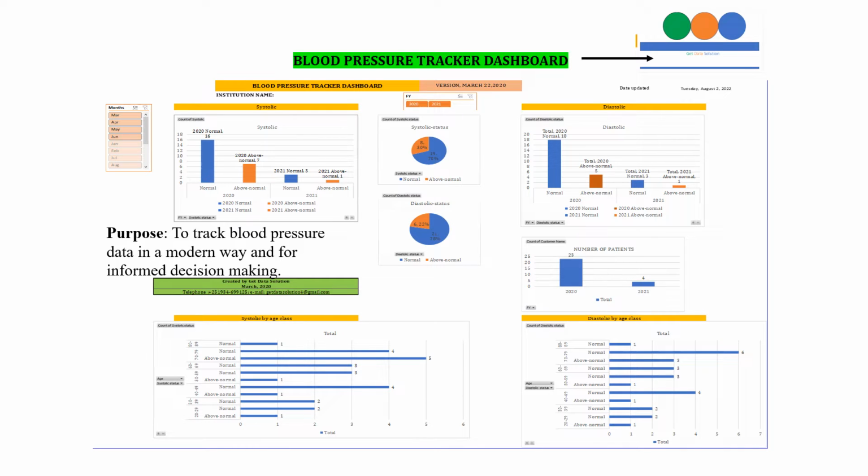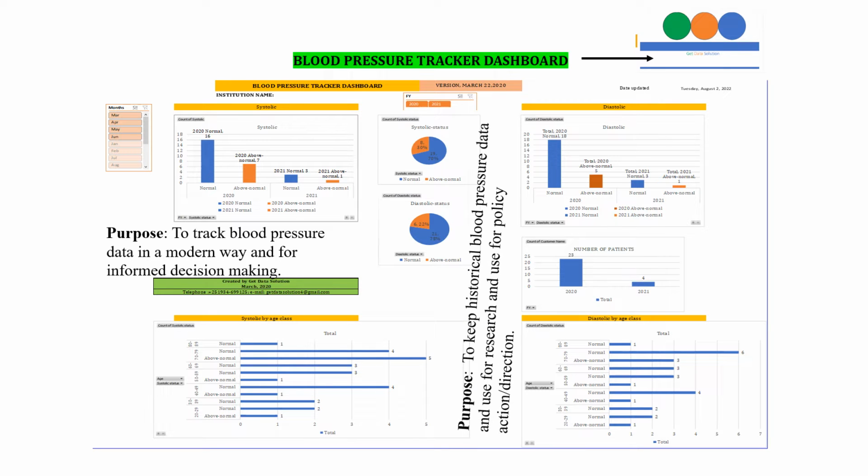The first purpose is to track blood pressure data in a modern way and for informed decision making. That is the first thing. The second purpose is to keep historical data and use it for policy actions or direction. And the third purpose is to make trend analysis.